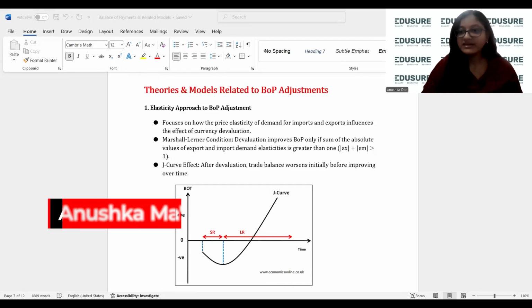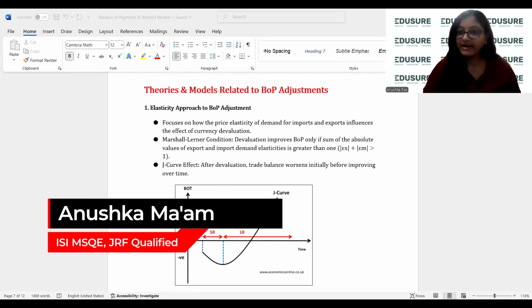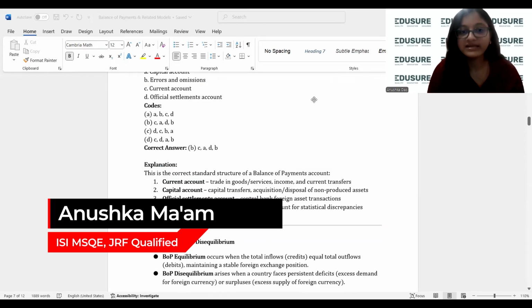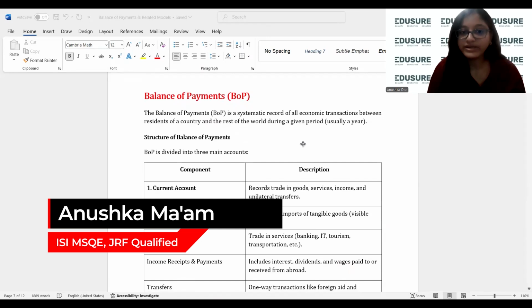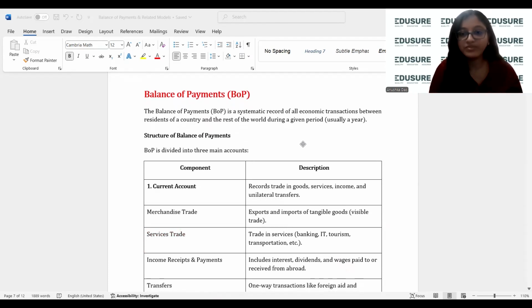So, in the previous day, we started off with the concept of balance of payment, right? Let me first show you what is the portion that we have already covered in your syllabus. We have discussed what is balance of payment. We said that it is just a systematic record of economic transactions of the residents of the country with the rest of the world. That is what is balance of payment.